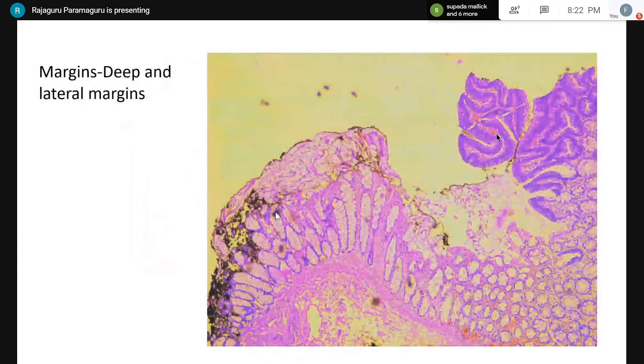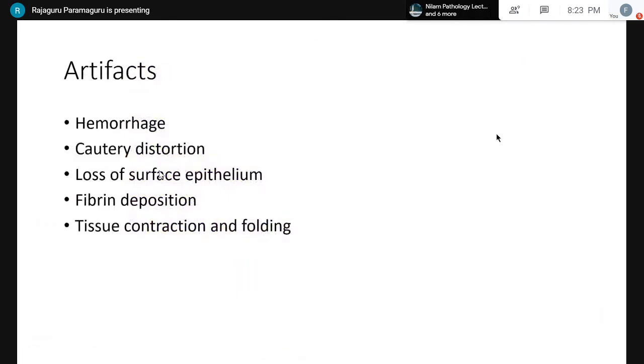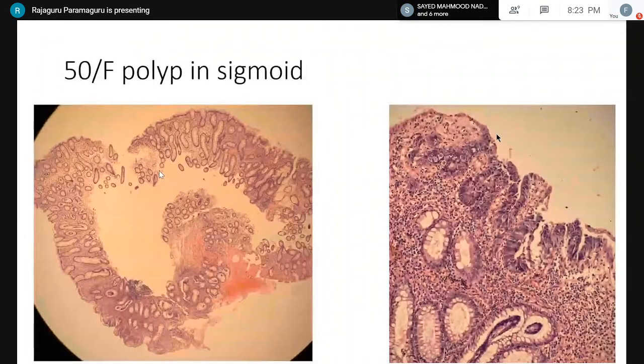This is a photomicrograph showing an adenoma for which an ESD was done, with the lateral margin inked, and here you see the invasion going beyond the muscularis mucosae. There might be many artifacts seen, particularly in an EMR or ESD specimen. I'll move on to another case, an interesting case of a 50-year-old female with a polyp in the sigmoid colon. This was the history, and this was the specimen we received.